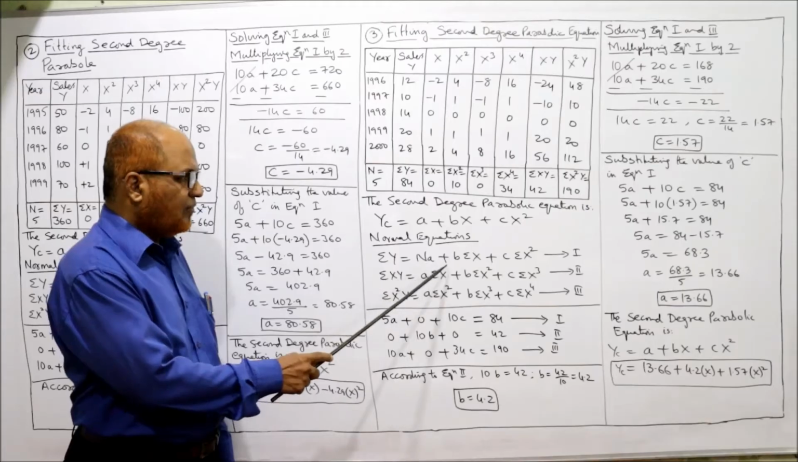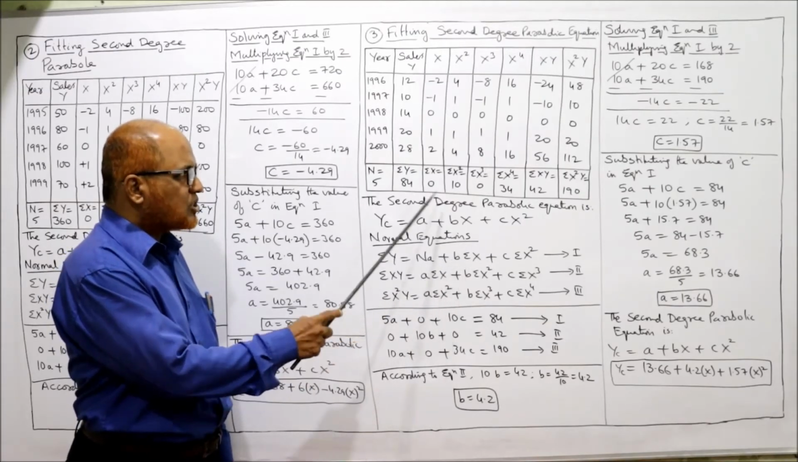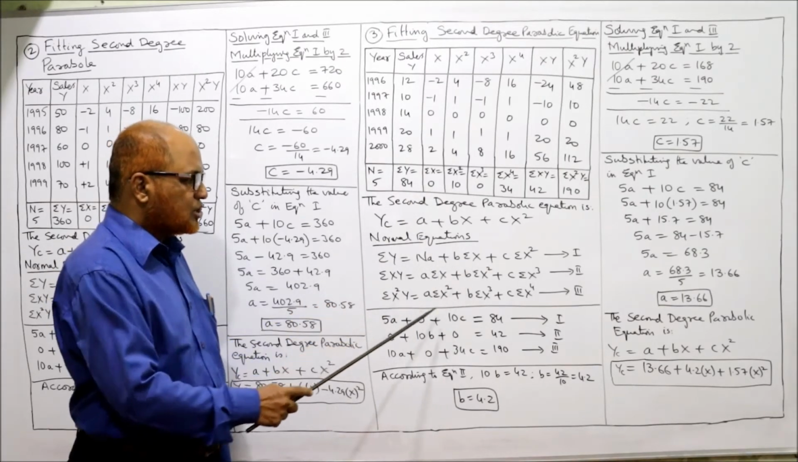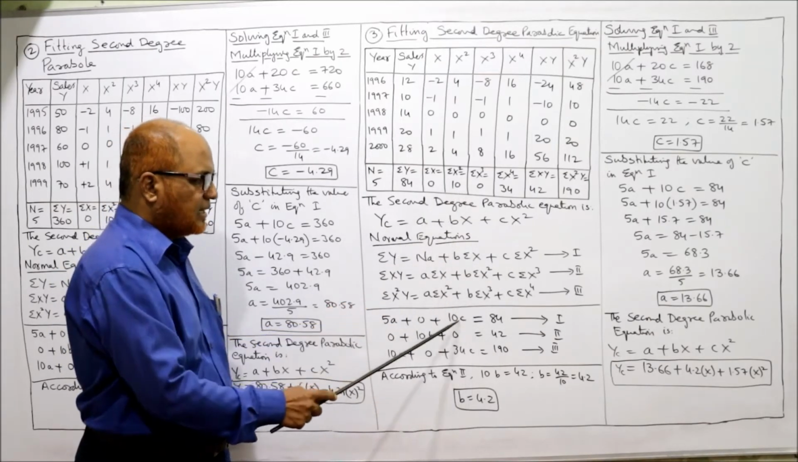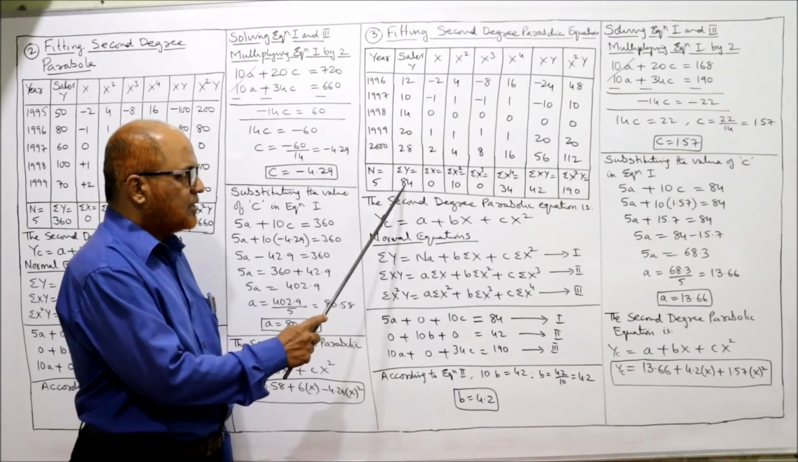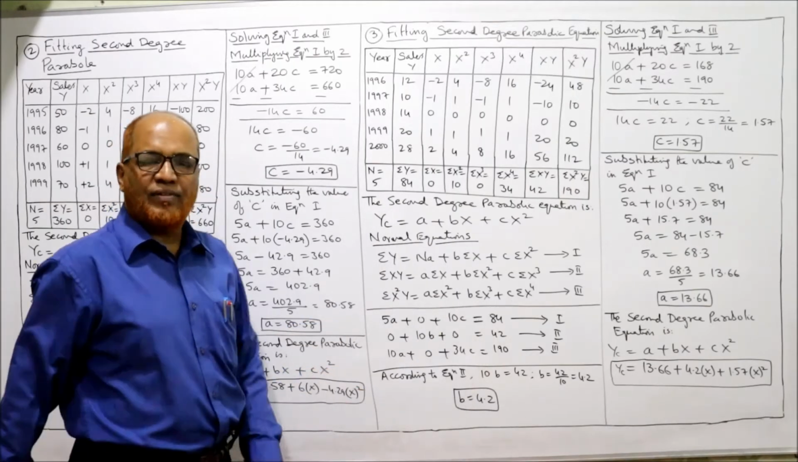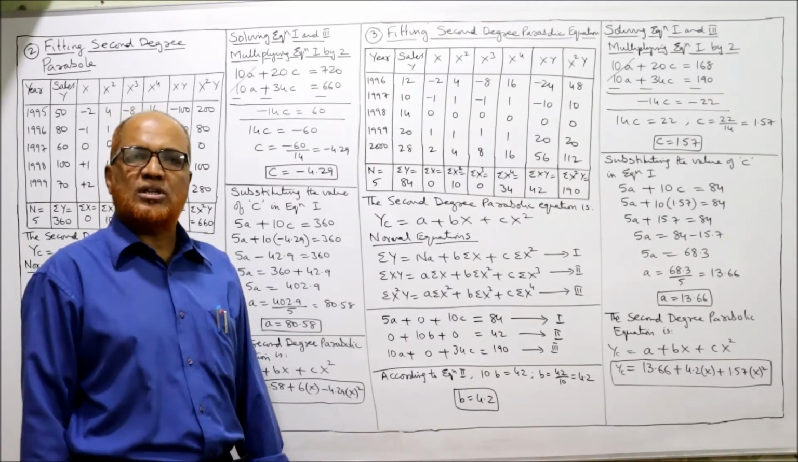5. So 5a plus b into summation x is 0. So b into 0 is 0. Plus c summation x square is 10, 10c is equal to summation y is 84. First equation, we have substituted the values.